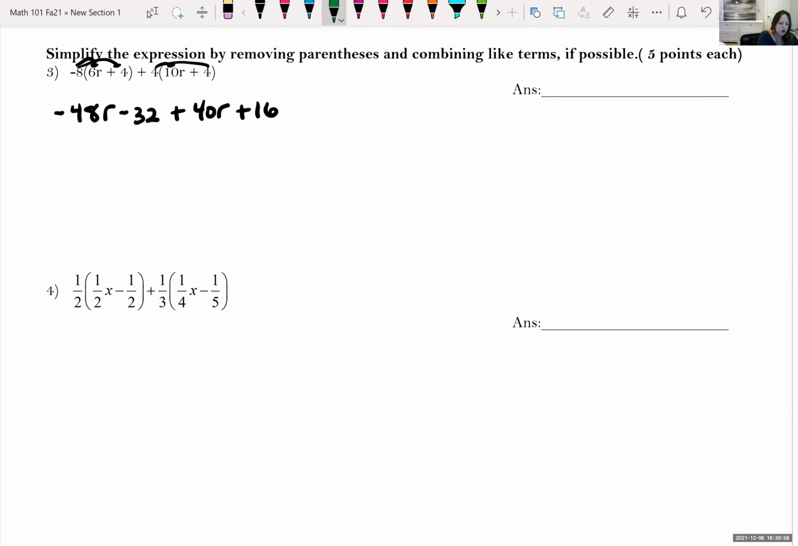So now we want to combine like terms. Like terms are the terms that have the same variable and the variables raised the same power. So we have a -48r plus a 40r. Opposite signs, we subtract, keep the sign of the larger number. So 48 minus 40 is 8. So it's going to be -8r. Looking at -32 plus 16, opposite sign, subtract. 32 minus 16 is 16. Larger one is negative, and so it's -16. Okay, so -8r minus 16.